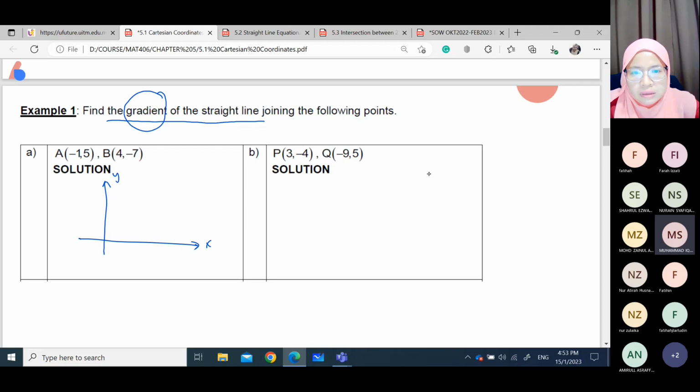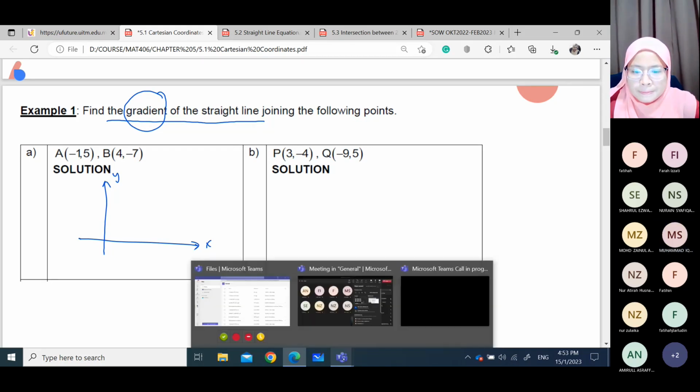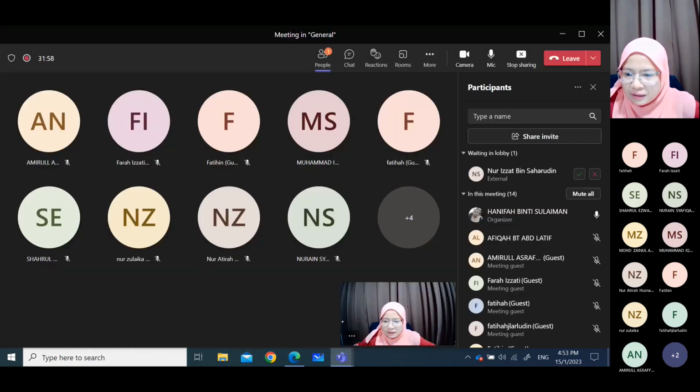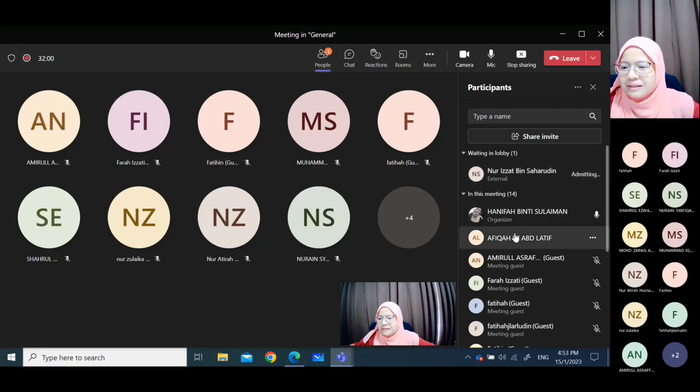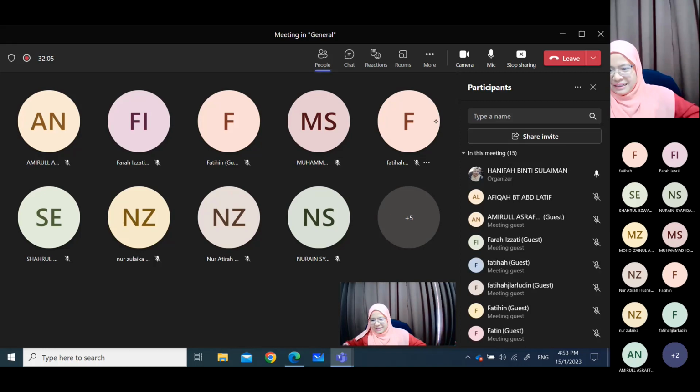Ada pelajar minta admit dia. Masuk dalam admit dia. Oh ya, sekejap. Dekat ni. Oh, okay. Baik dah eh? Okay, ada lagi tak ada? Okay.